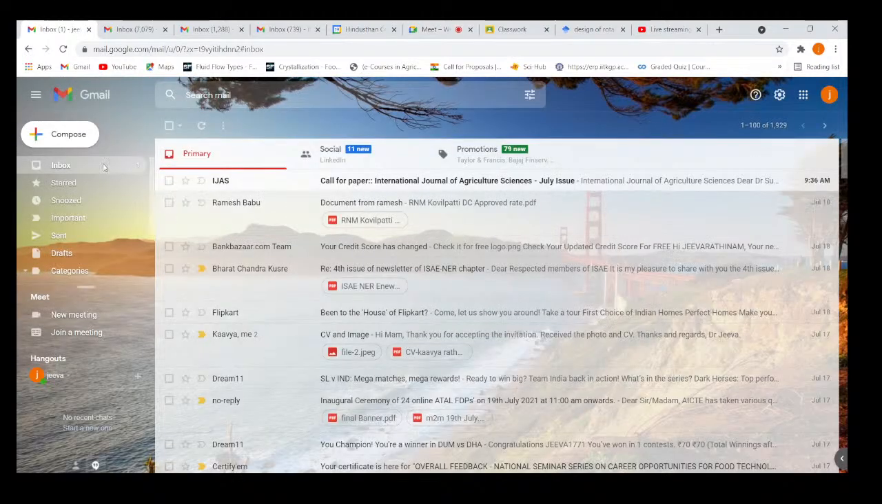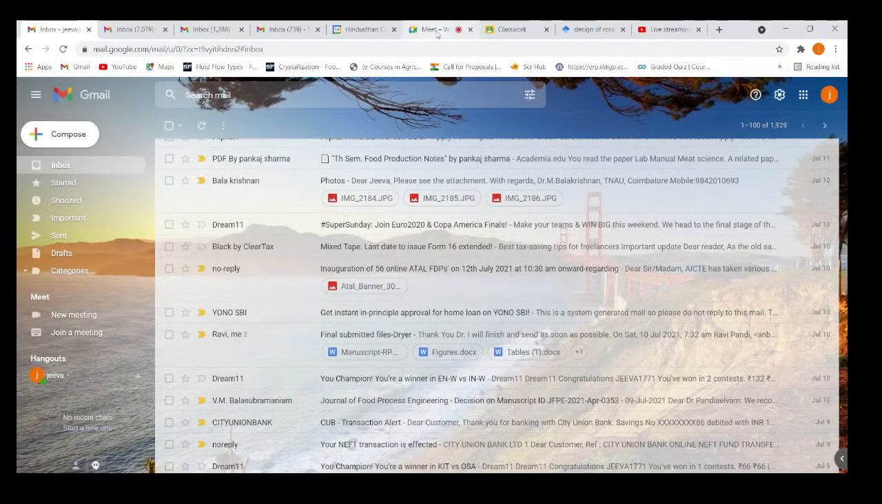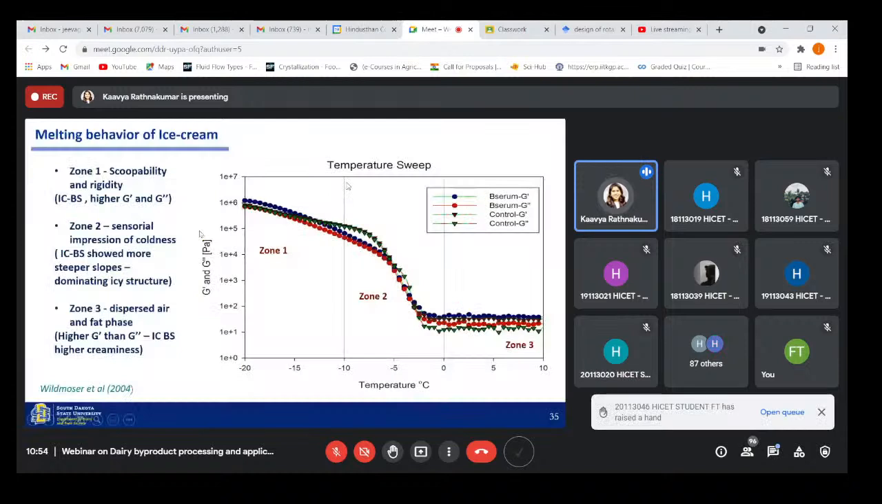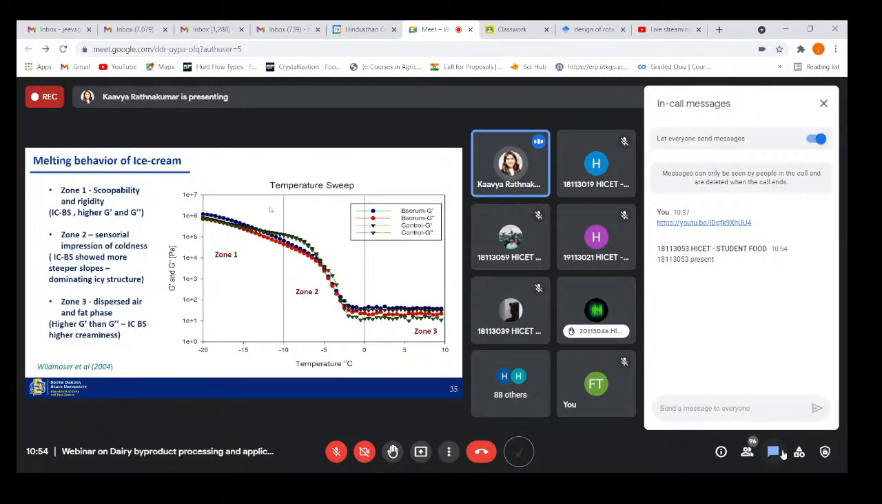So you can see the three zones. The storage modulus G' and the loss modulus G'' were plotted against the temperature, and it was divided into three zones. Zone 1 lies between -20 and -10 degrees Celsius, which depicts the scoopability and rigidity of the ice cream. In this case, there were higher G' and G'' values. So the ice cream with whey serum had more rigid structures.